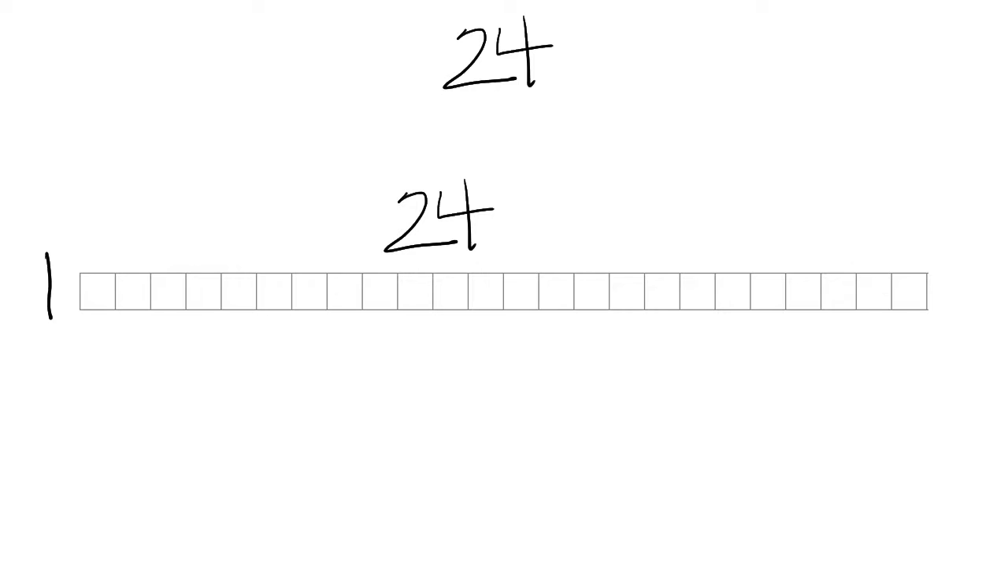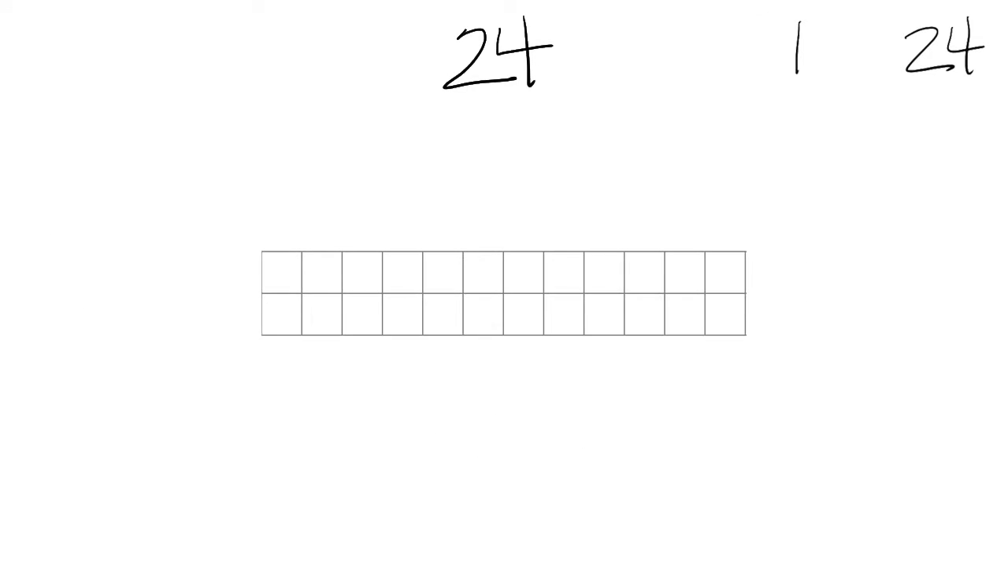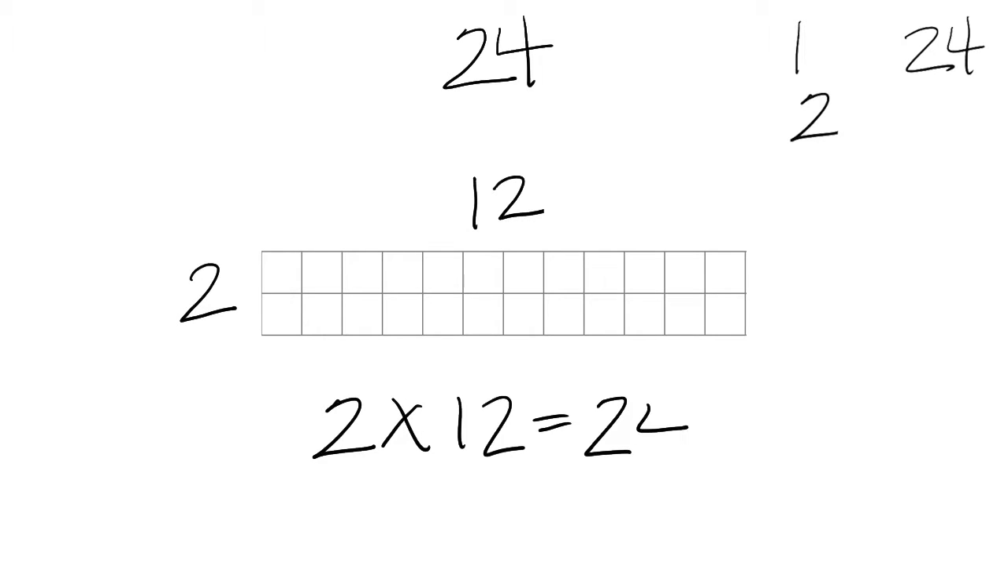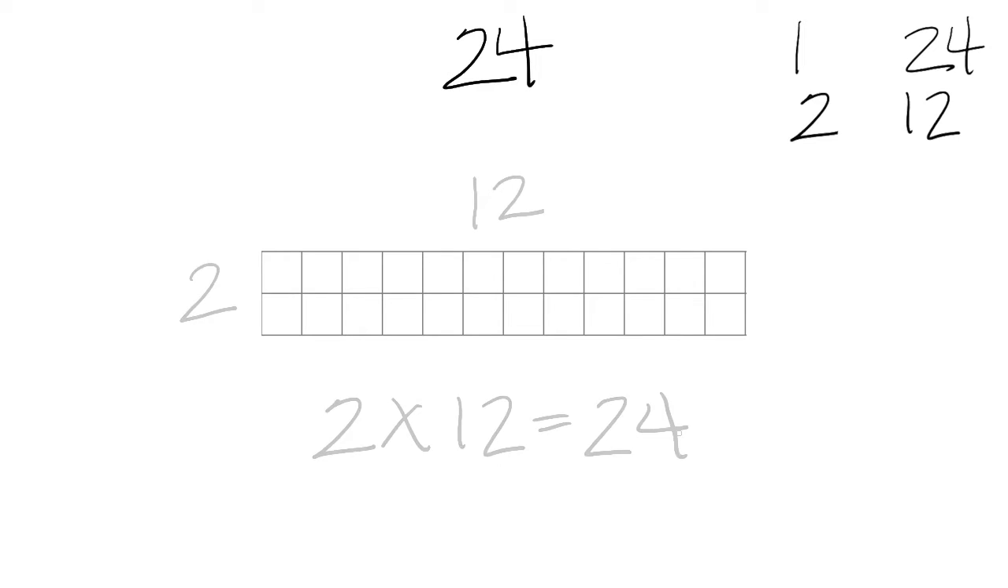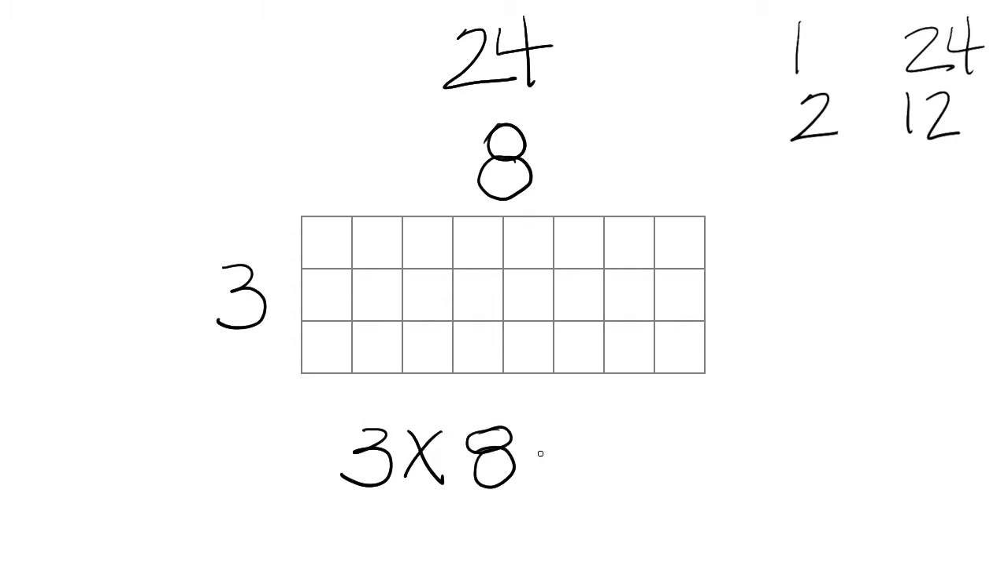This array has one row with 24 in each row, so 1 and 24 are factors of 24 because 1 times 24 equals 24. To describe this array, there are two rows with 12 in each row, so both 2 and 12 are factors of 24. How would you describe this array? It looks like 3 rows with 8 in each row, and 3 times 8 equals 24, so both 3 and 8 are factors of 24.